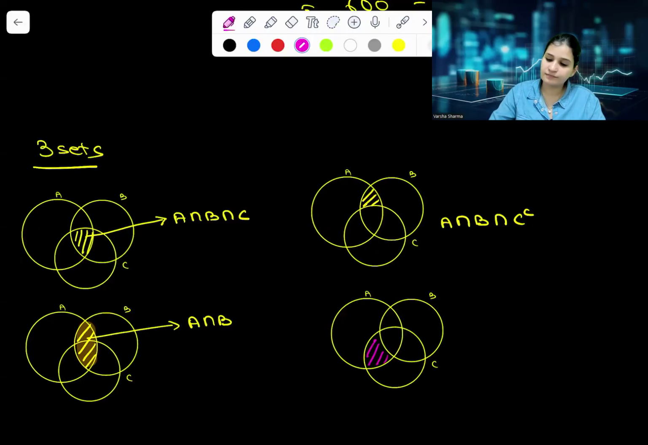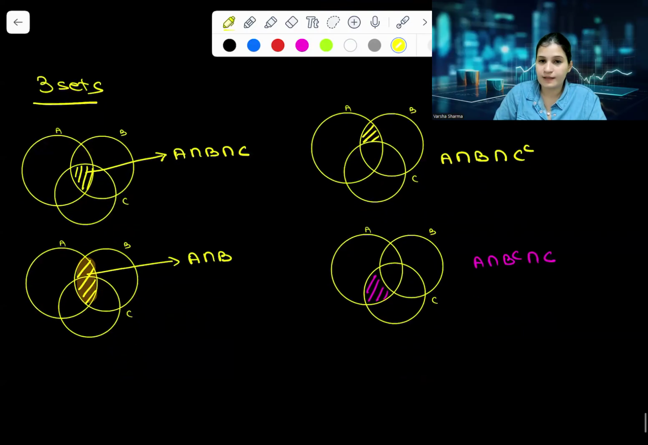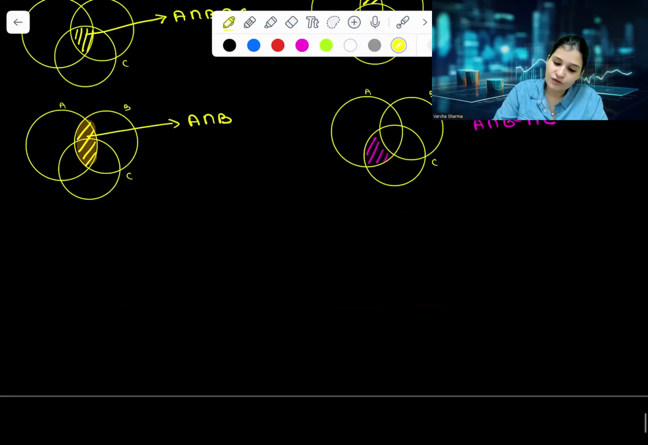What will be this area? Ma'am, A intersection C. A intersection B complement intersection C. I want A, I want C, but I don't want B. Yes or no? Yes.